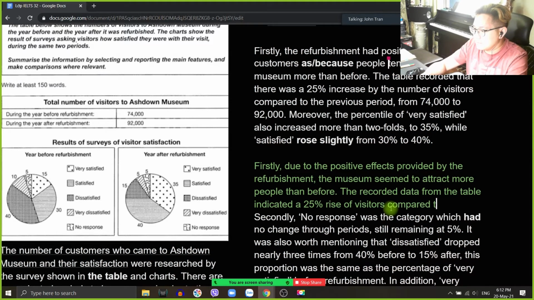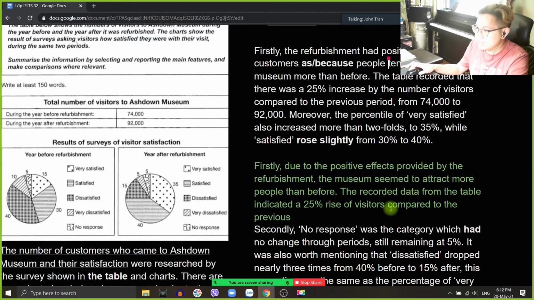compared to the previous. You don't even have to say the previous period. Well, you can just say compared to the previous. Because in the previous sentence you say than before, then in the second sentence you can just say the previous. Cái câu trước mình đã ghi là so với trước đó rồi, thì cái câu sau này có thể ghi là so sánh với trước đó. You can say compare to the previous here. To our visitor compare to the previous.